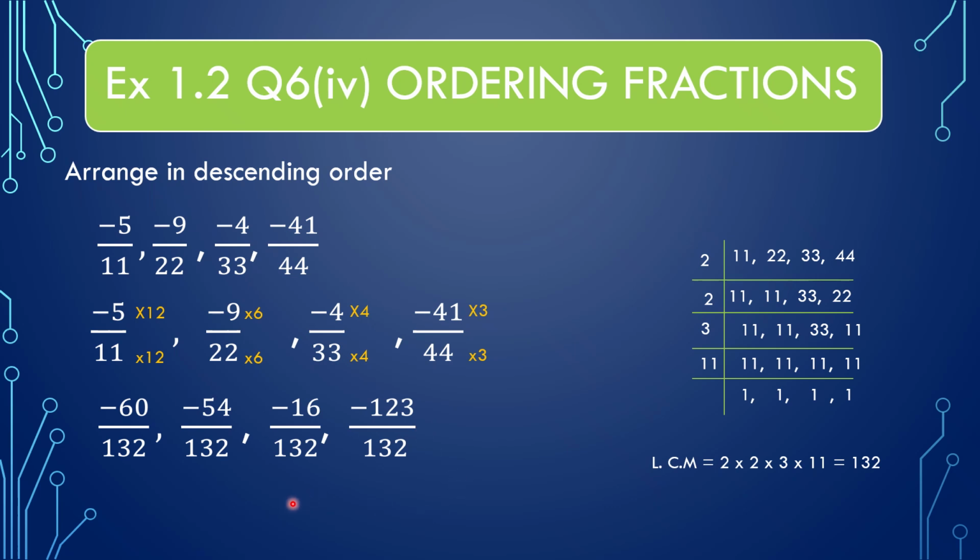Now let's arrange them. As minus 16 over 132 is the greatest, it means minus 4 over 33 is the greatest. Then we have minus 54 over 132 at the second number, that is minus 9 over 22, and minus 60 over 132 at the third number, and the smallest one is minus 41 over 44. This is the correct arrangement of these fractions in descending order.